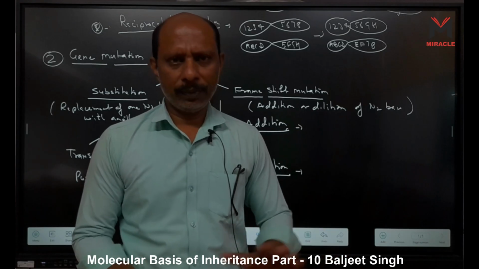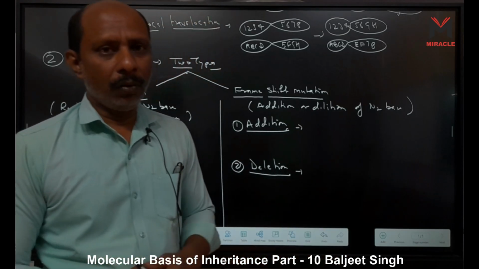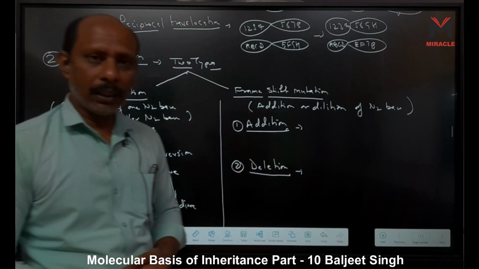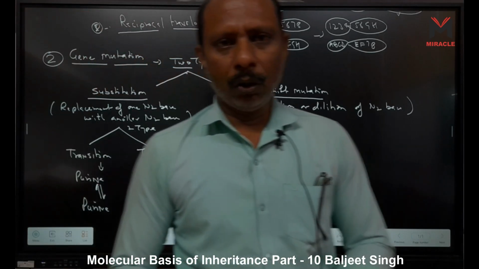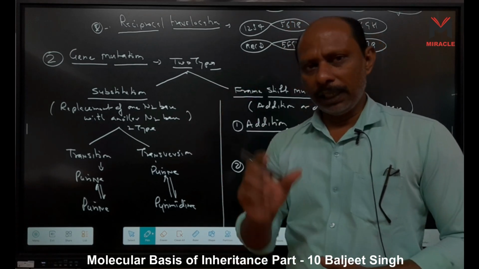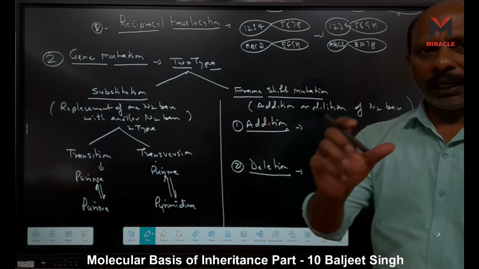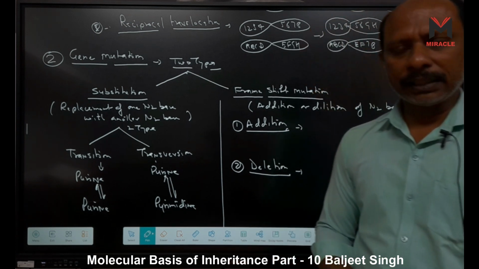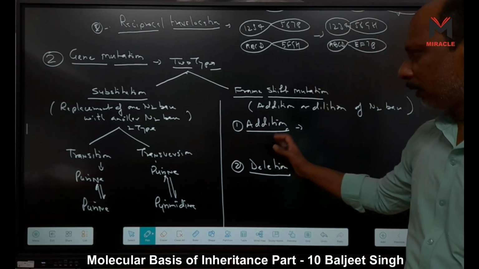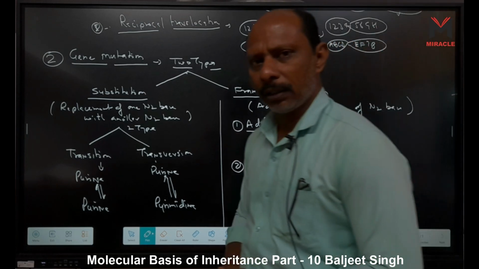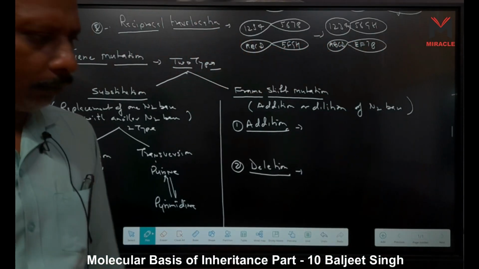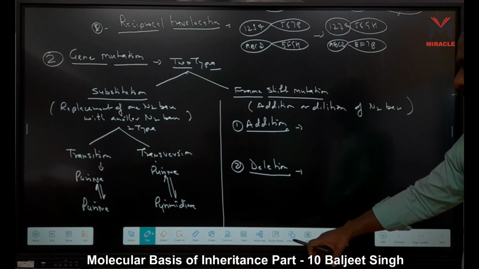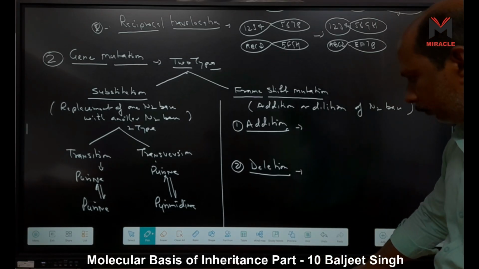They are changed, right? But when deletion or addition occurs in 3 or a multiple of 3, then what happens? Only one genetic code is changed. That means only one amino acid is either added or deleted. As for example, sickle cell anemia, right? So that is the example here. So these are the different types of mutation in organisms. So I think you understand this one.